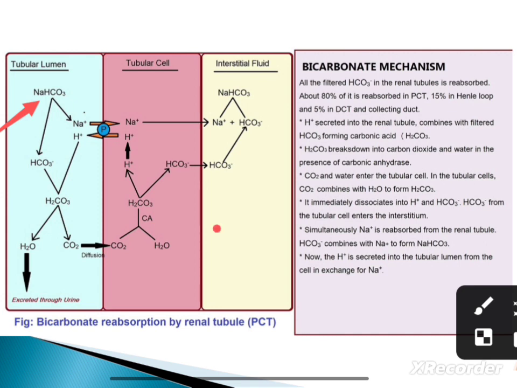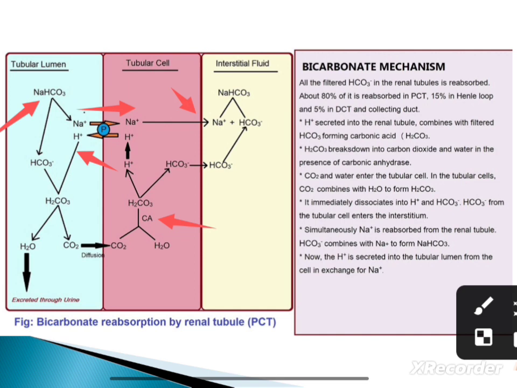Carbon dioxide and water again combine to form carbonic acid. It dissociates into hydrogen and bicarbonate. Hydrogen goes back to the lumen. On the other hand, from sodium bicarbonate, sodium enters into the tubular cell. Sodium and bicarbonate both go back to the blood.